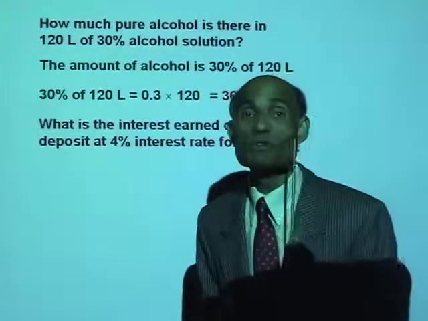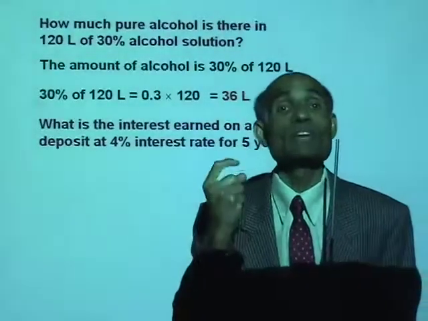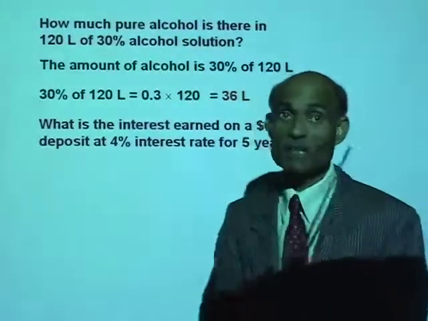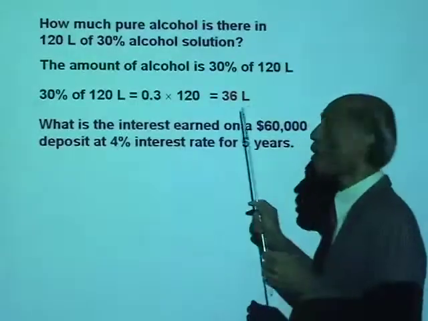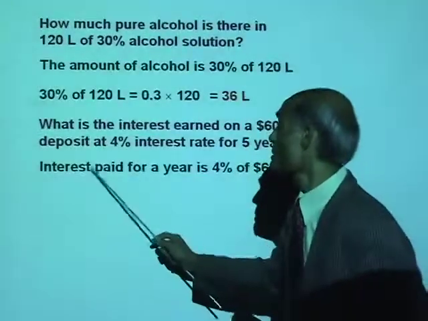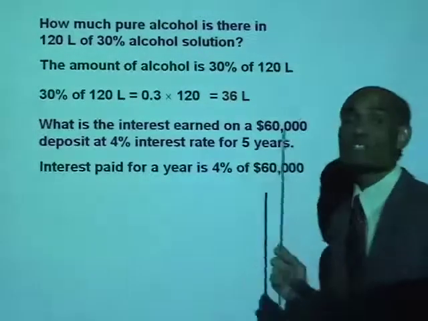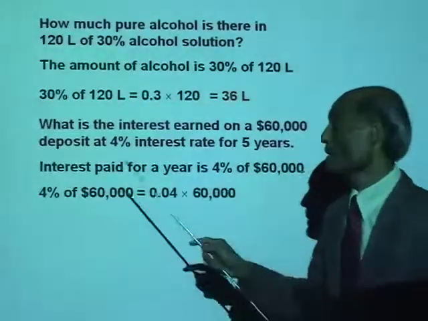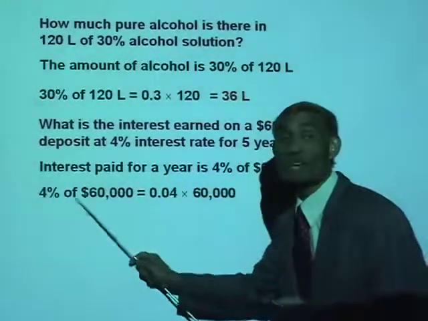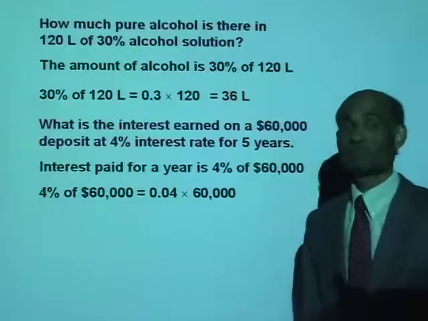So the first thing we're going to do is, what is the interest amount the bank will pay you at the end of the first year? It will be 4% of 60,000. Okay, let's do that. Interest paid for a year is 4% of $60,000. And what is that? 4% of $60,000 is, 4% is 0.04 multiplied by 60,000.